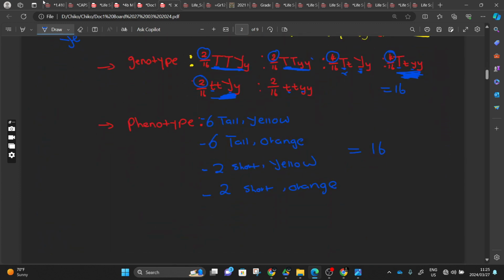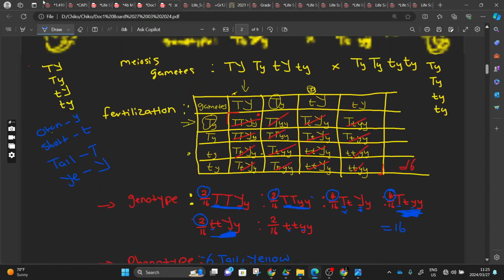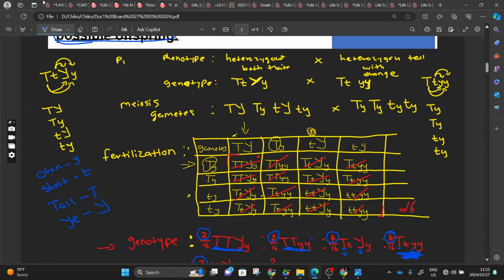We have six of them that can be tall and yellow, and six of them that can be tall and orange. We have two possibilities that can be short and yellow, and two possibilities that can be short and orange. This is how we do the dihybrid cross. This is how we do a dihybrid cross. Nothing more, nothing less. Guys, do you want another example?